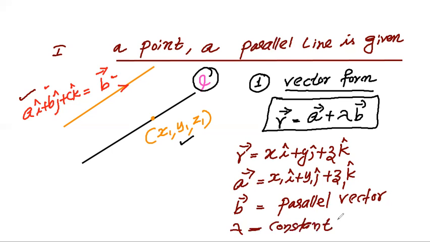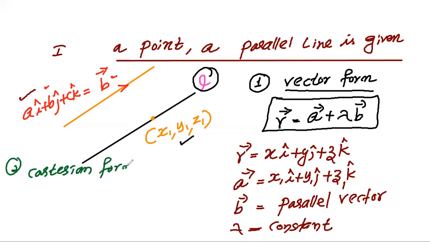So this is the method of finding an equation of a straight line L whose passing point (x1, y1, z1) is given, and that straight line is parallel to another vector b, which is given by ai plus bj plus ck. So the equation of L in vector format is given by r is equal to a plus lambda b. Here itself, let me discuss its Cartesian form. It's very easy.